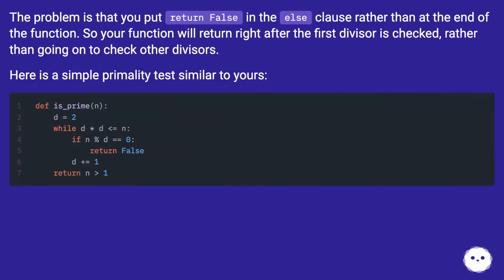The problem is that you put return false in the else clause rather than at the end of the function. So your function will return right after the first divisor is checked, rather than going on to check other divisors. Here is a simple primality test similar to yours.